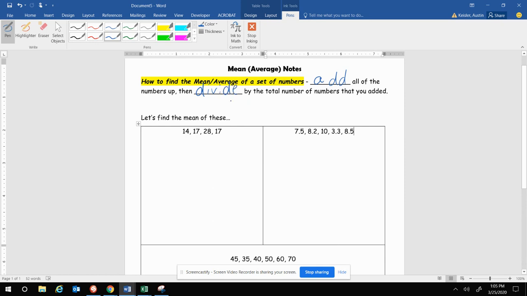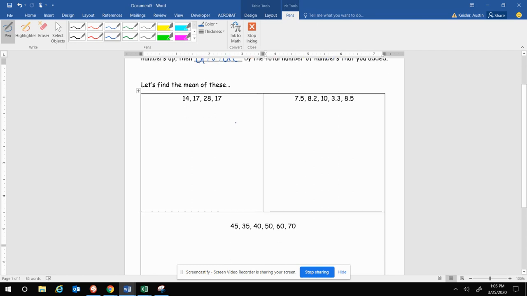So, I'm going to jump straight into three examples. The first one, I'm going to find the average of these four numbers. So I'm going to start off by adding them up. And 7 plus 4 is 11, so I get 31. Then I'm going to add 28. I get a 9 and a 5, so 59. And then I'm going to add a 17.